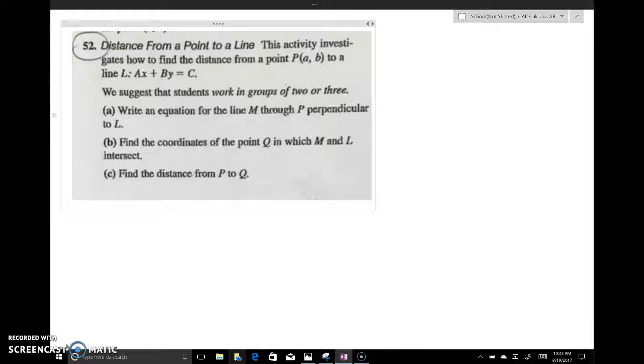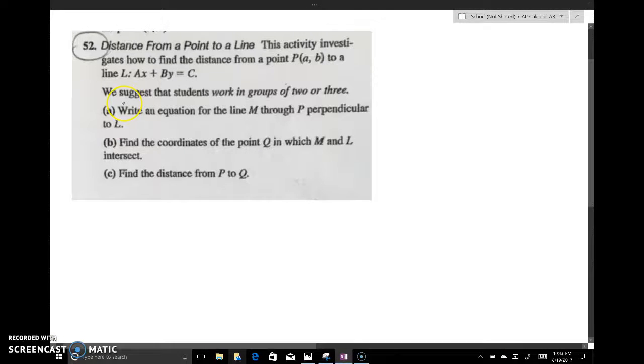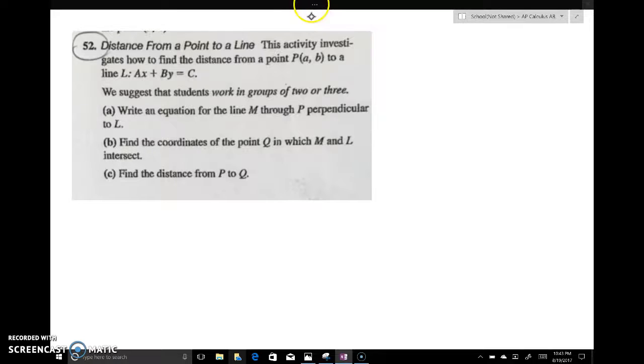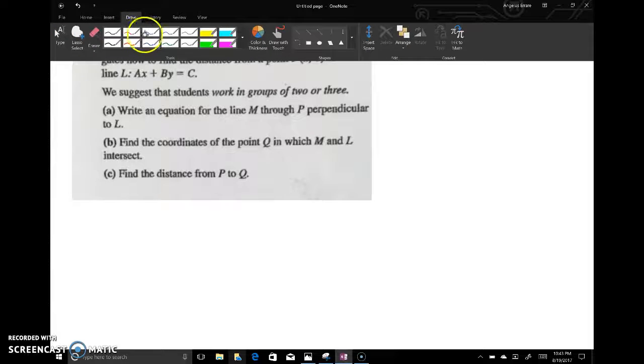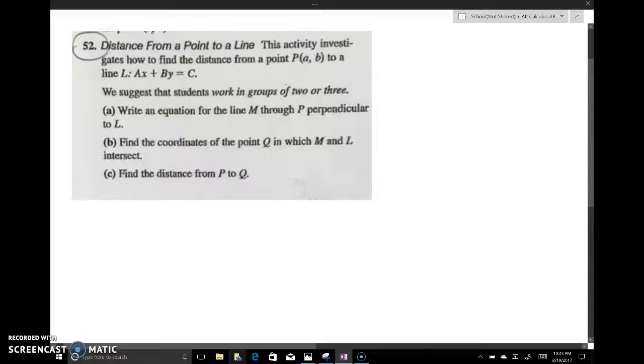Okay, so let me give you a couple of hints and suggestions that might help you get started on problem 52. So the first thing, let's collect some of the information that they're giving us and try to figure out what we need to do to answer each of the parts of the question. So line L, they've given it to us in standard form.